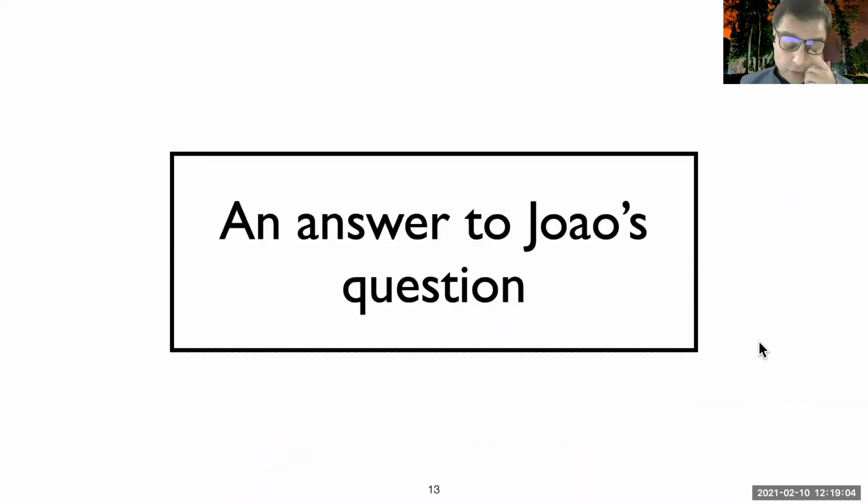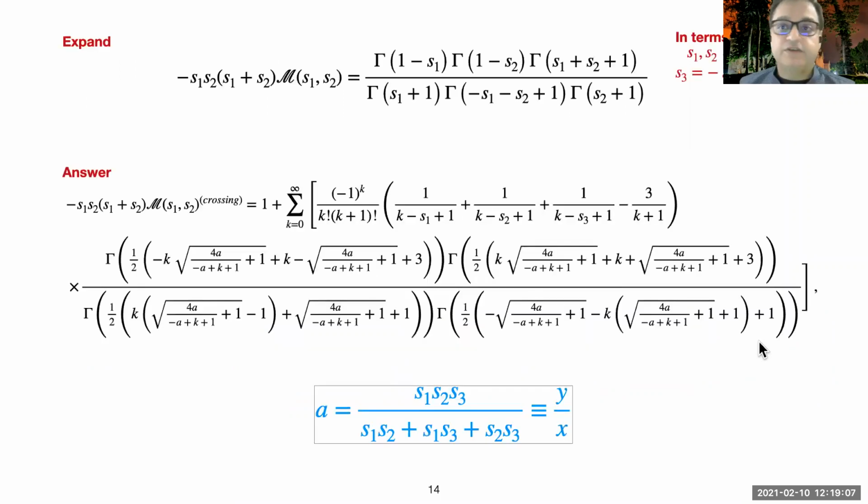So the answer to Joao's question is the following. You have this crossing symmetric expression, it's a ratio of gamma functions. It admits an expansion, which is manifestly a sum of all three poles, times some hideous looking ratios of gamma functions. Now, of course, this part comes from the kernel H, which I showed you. And this is, of course, manifestly crossing symmetric. The products of gamma functions is also manifestly crossing symmetric because the dependence on S1, S2, S3 enters through A, and A is a ratio of these crossing symmetric combinations.